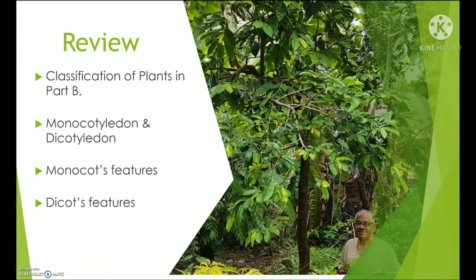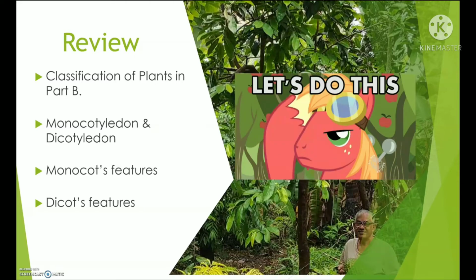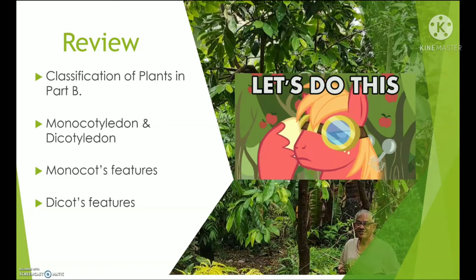So today, we will have a review from our topic last week. We talked about the classification of plants in Part B. There are two major types of angiosperm or the flowering plants. It's called monocotyledon and dicotyledon. We talked about the monocot's features and dicot's features. So if you're ready, let's do this.